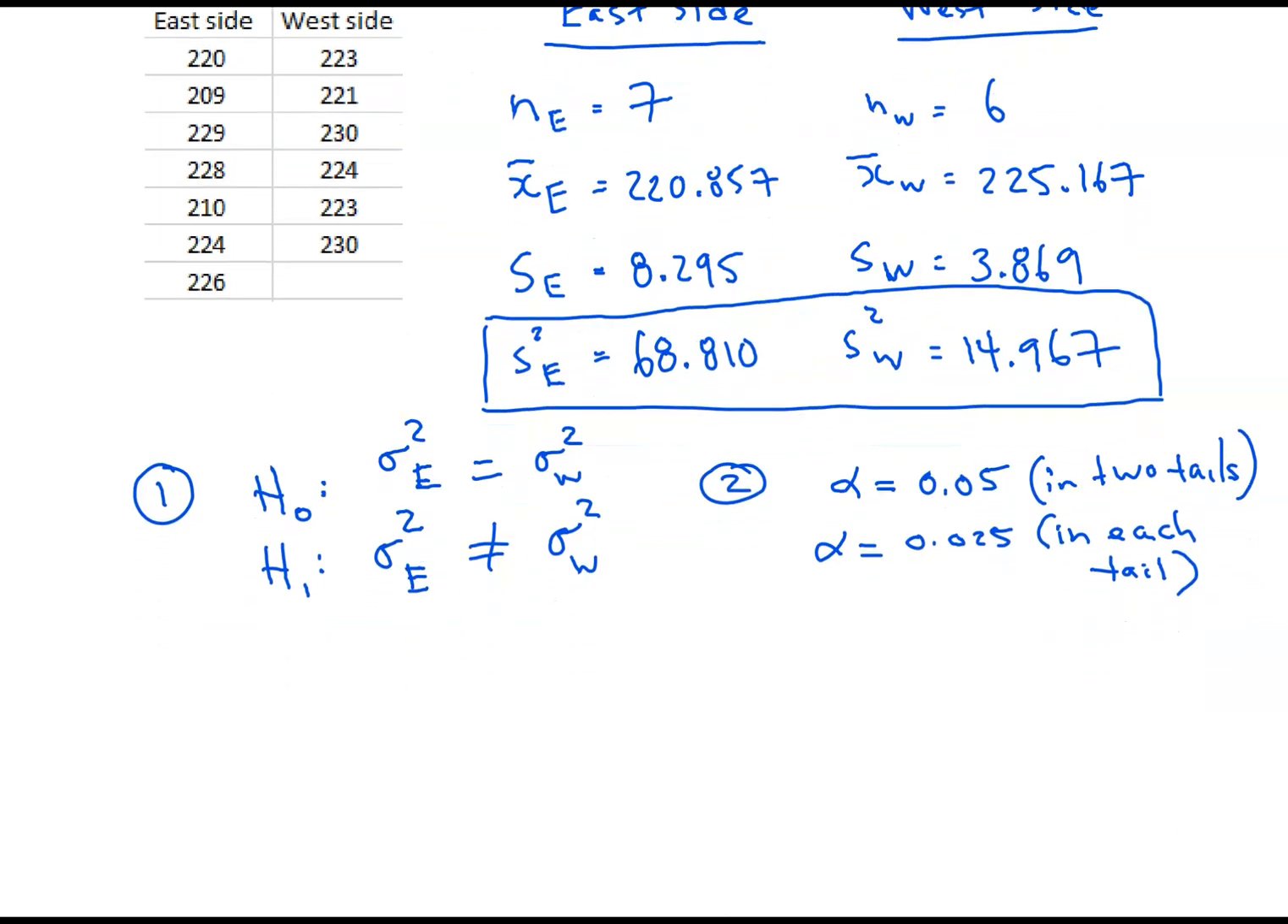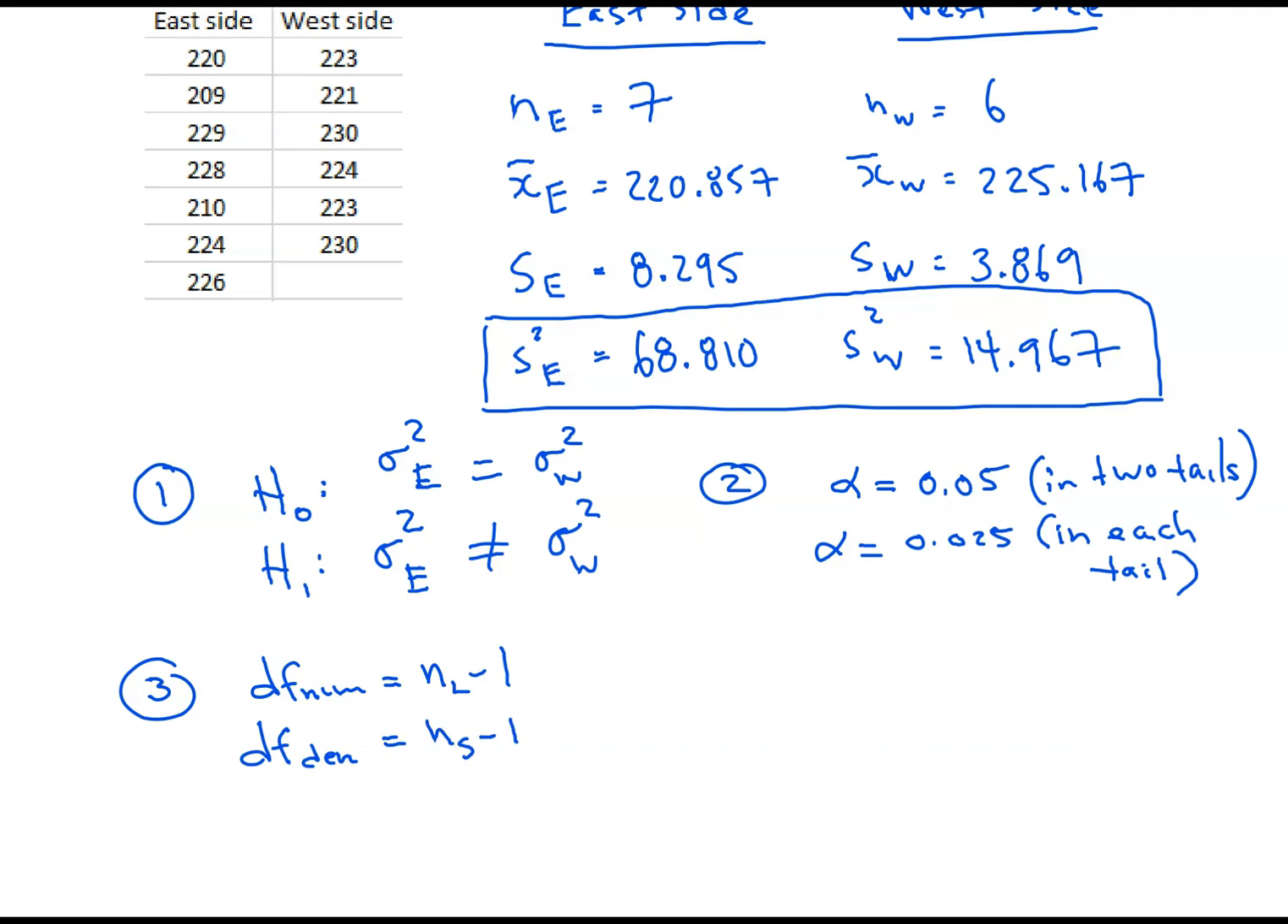into our procedure. Step 3, degrees of freedom and our critical value. Degrees of freedom numerator is NL minus 1, where N goes with the larger variance, and degrees of freedom denominator is NS minus 1, where N goes with the smaller variance.